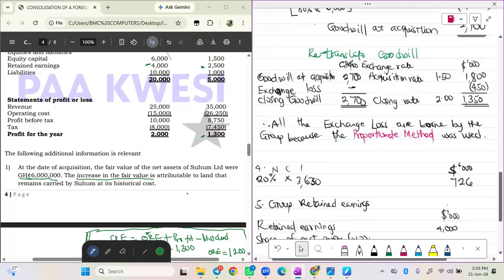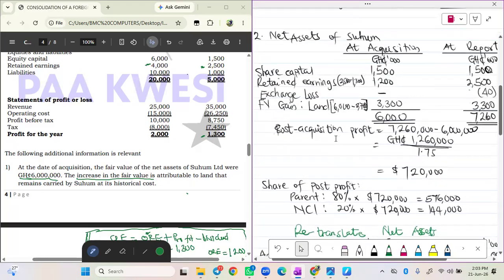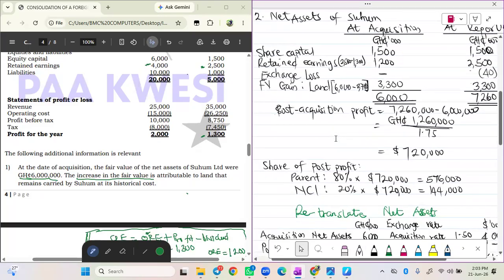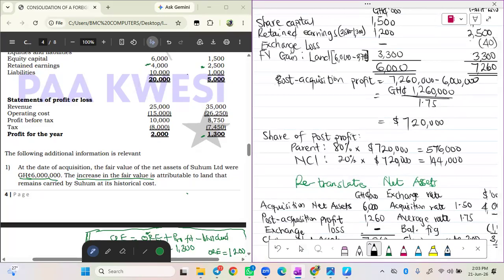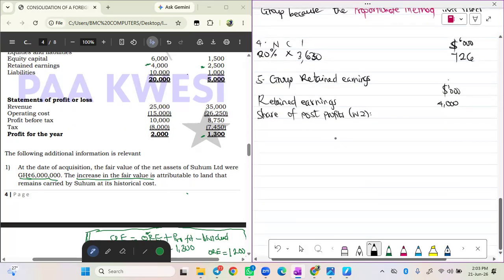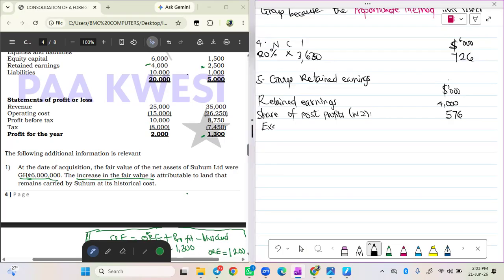So with whom the post profit, share of post profit, parent percentage is what? 576,000. And that one is in dollars because we retranslated the profit before sharing it. So 576. All right. There is no impairment, but remember we have to bring parent share of the exchange loss.